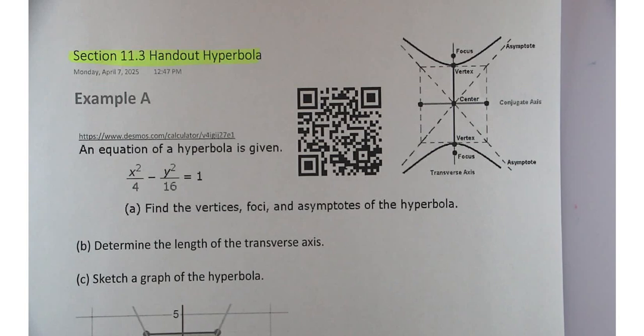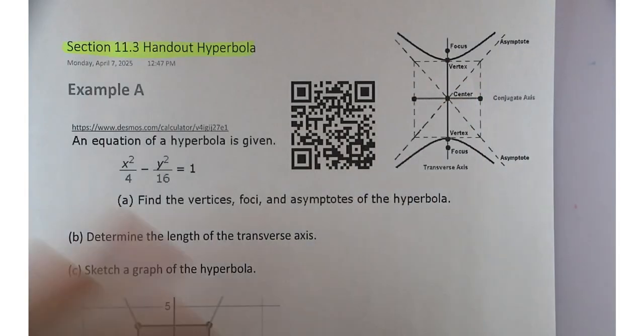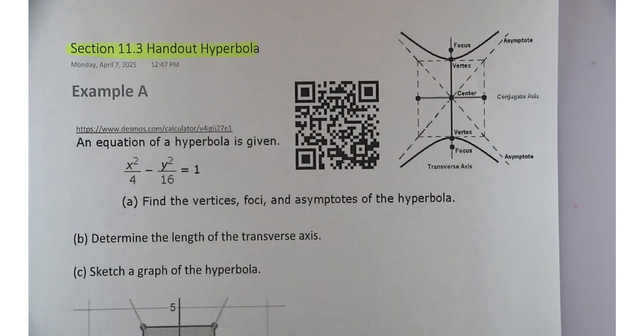So section 11.3 is going to continue our work on conic sections. This one's going to be a hyperbola. Now, a hyperbola kind of looks like two parabolas that face away from each other. So there's a little bit of vocabulary I want to teach you about it. But first, let's see where you might encounter the shape of a hyperbola.